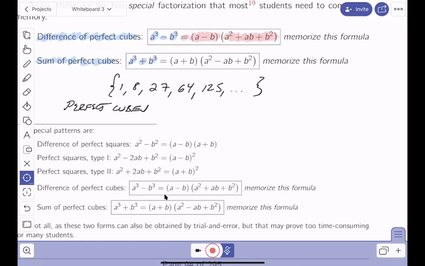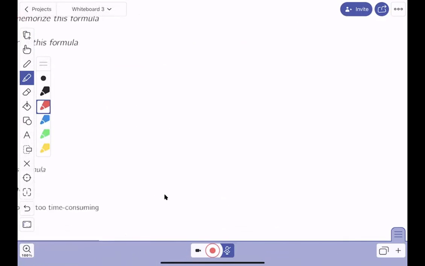All right, let's do the other one. What's the other one going to be? Well, it's the sum of perfect cubes. And what's that going to be? A plus b times a squared minus ab plus b squared. So what I want to do is go to the side and verify this. I want to verify that this is true. So let me go to the side, and I'm going to verify this is true.